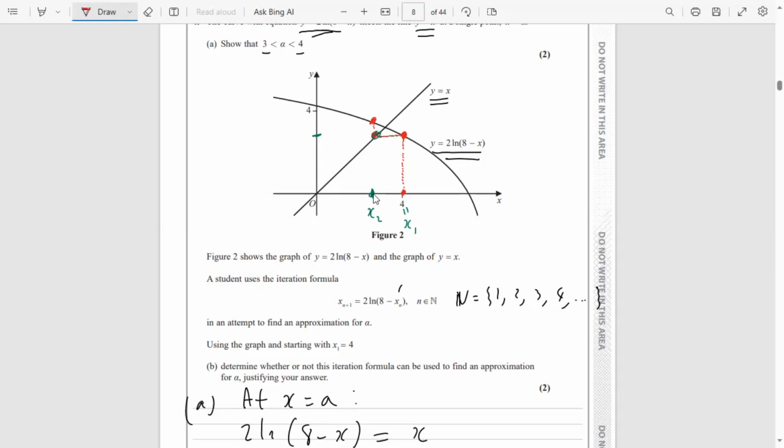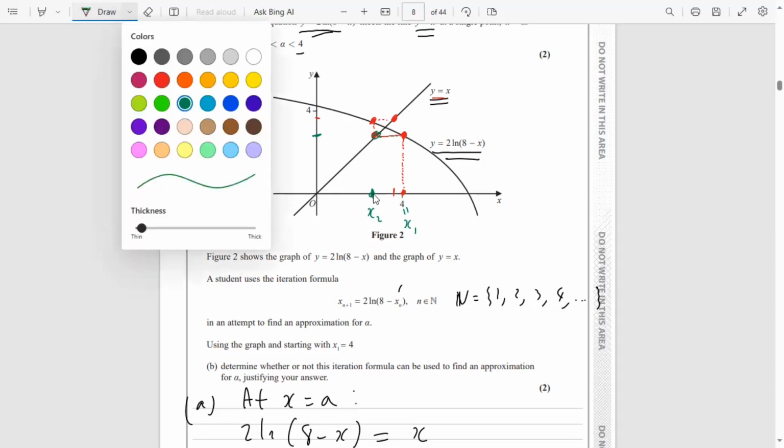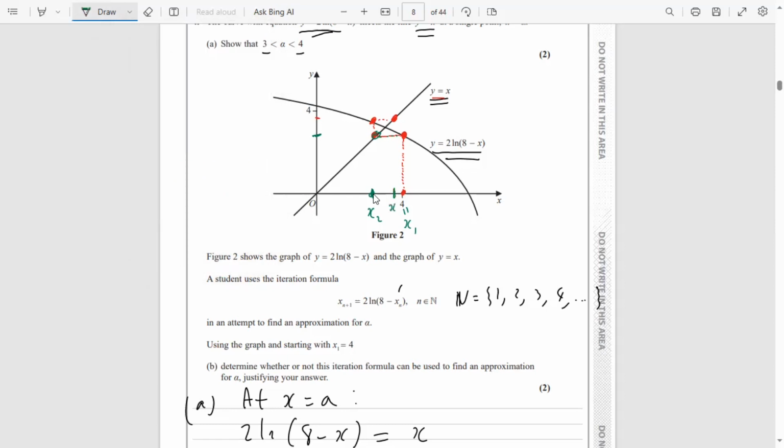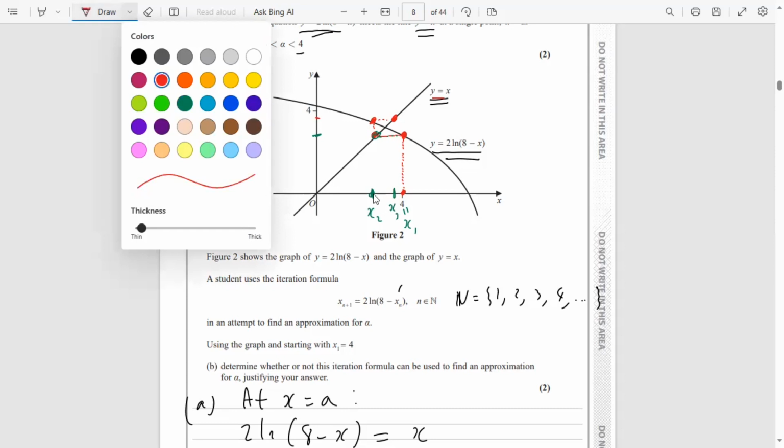Same process, we now draw a horizontal line to our straight line. And the y value we get there is the same as this x value there, because remember, y equals x means the y coordinate equals the x coordinate. So we get this value there, and I'll do this in green again. So this is going to be our x3, our third number in the sequence. So again, we continue with this pattern.